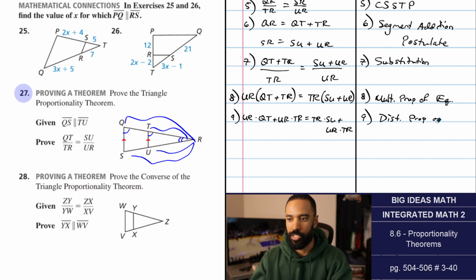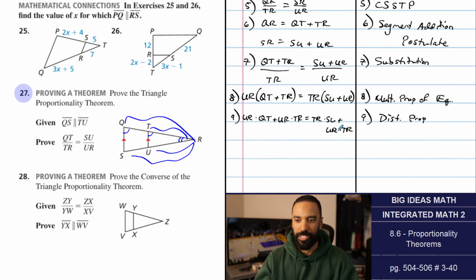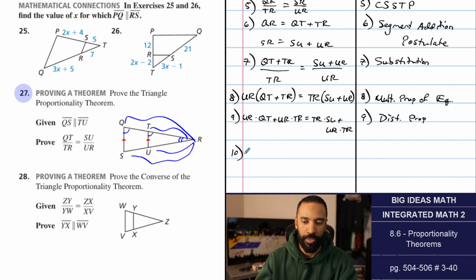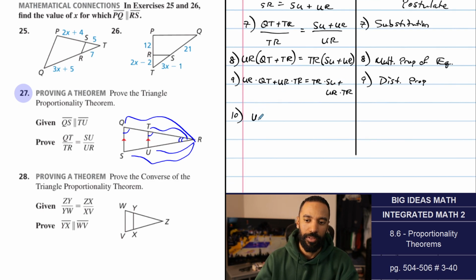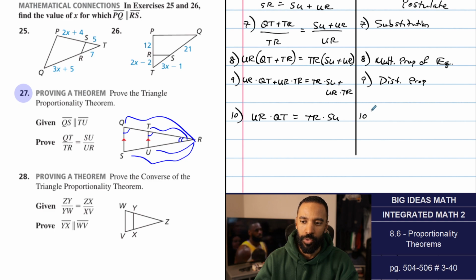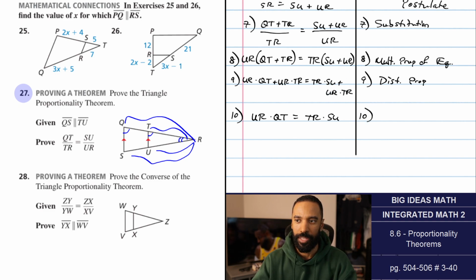Not of equality, it's just the distributive property. Notice how both of these have a UR plus TR, or UR times TR, that are added, and I'm going to subtract them both out. They're both going to be gone, so I'll be left with UR times QT equals TR times SU. That was the subtraction property of equality that got rid of these two right there.